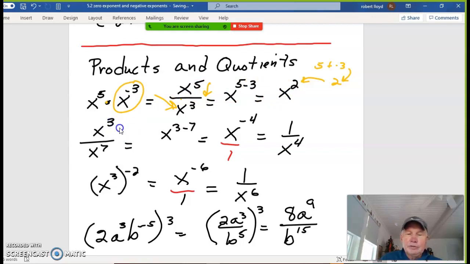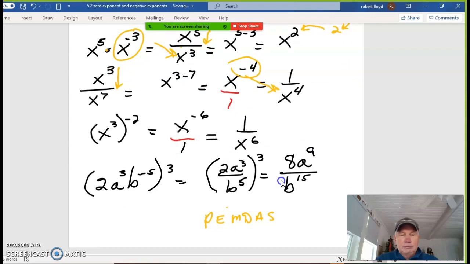This one, we don't have any negatives, so we have to subtract exponents working from the top down. So 3 minus 7, x to the negative fourth. Got a negative exponent in our answer, so we have to change this position, 1 over x to the fourth. Okay, in the next one, applying our power rule, negative 2 times positive 3 is x to the negative 6. Again, we have a negative exponent in our answer, so it has to change position.